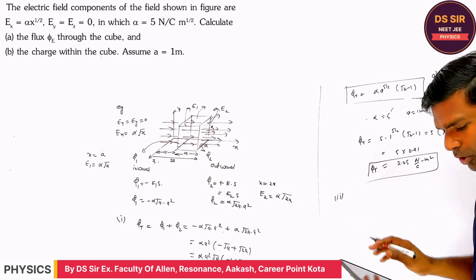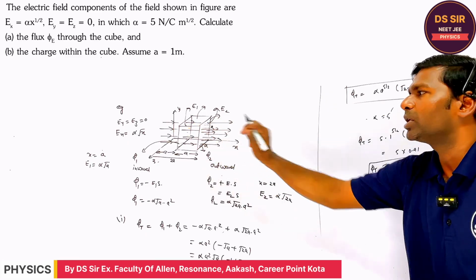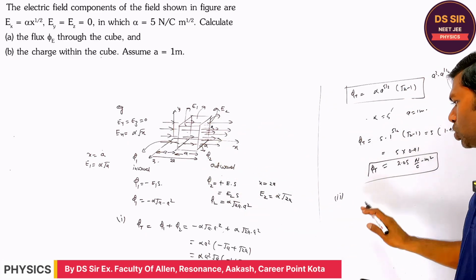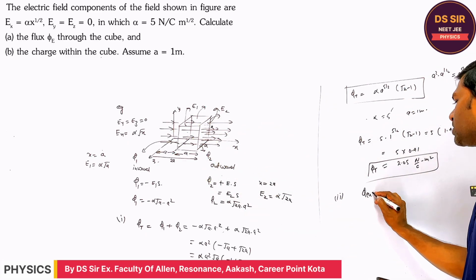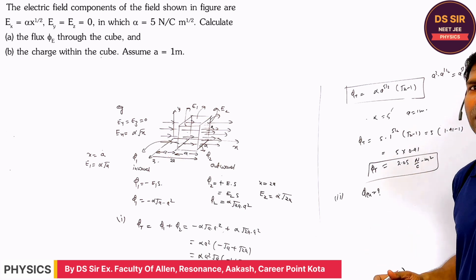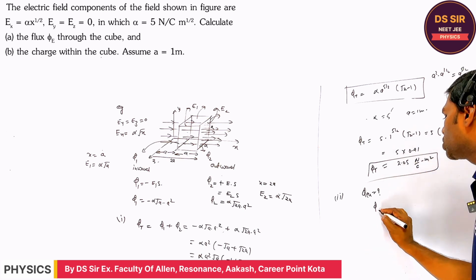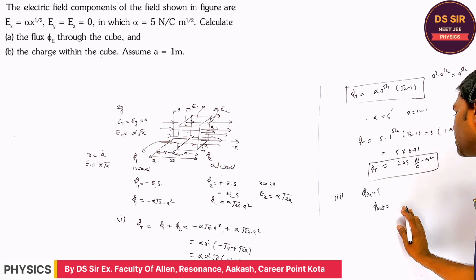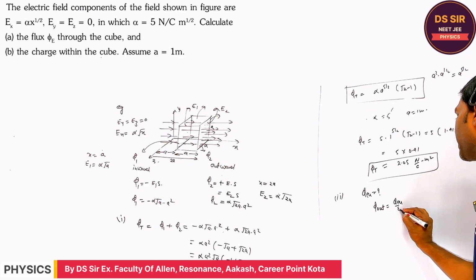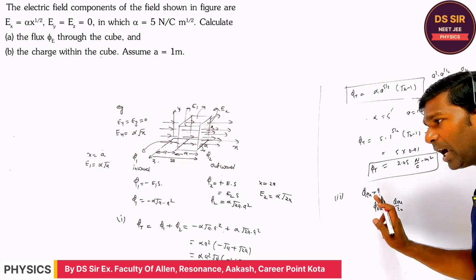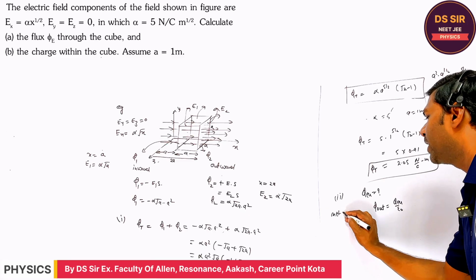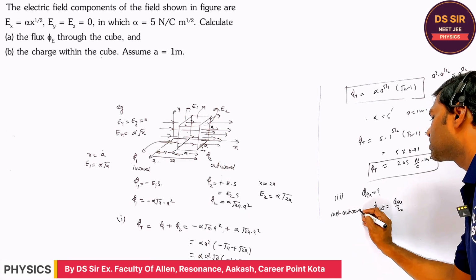In the second part, you have to find the charge enclosed in this cube. The charge enclosed can be found with the help of Gauss's law. What is Gauss's law? The net outward flux is equal to charge enclosed divided by epsilon naught. So what is the net outward flux? This is the net outward flux.